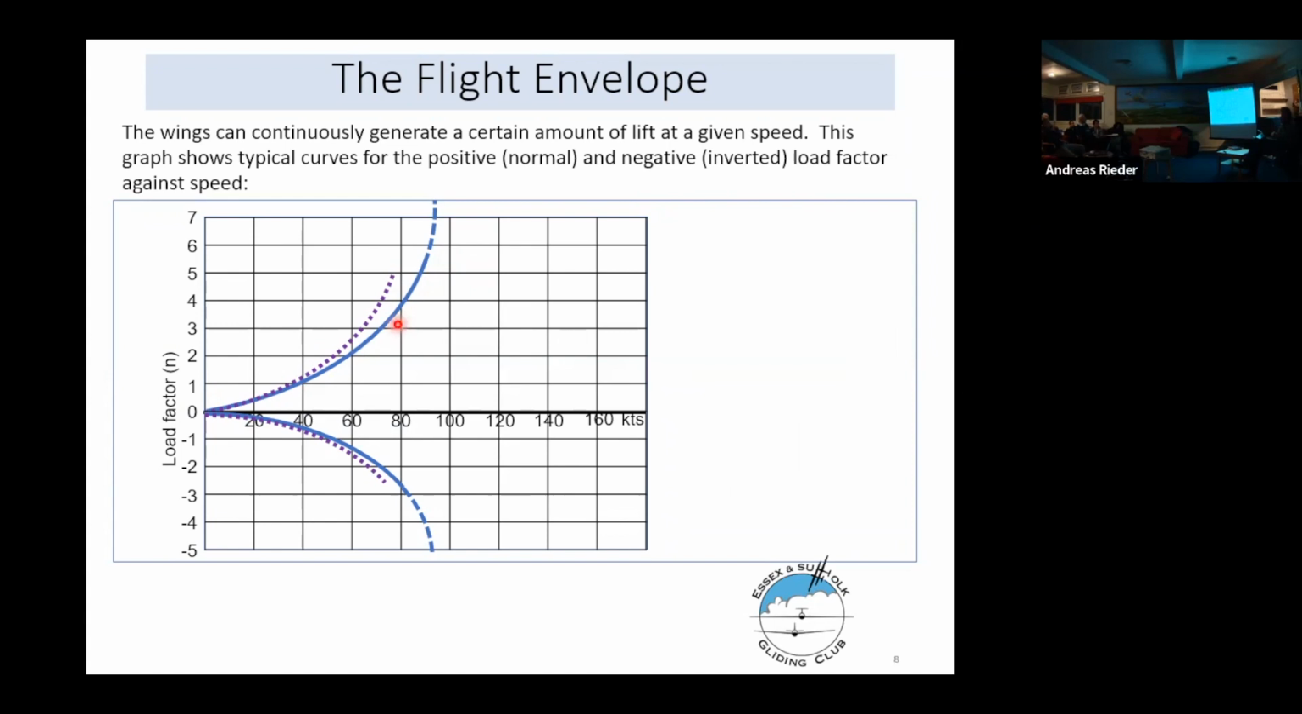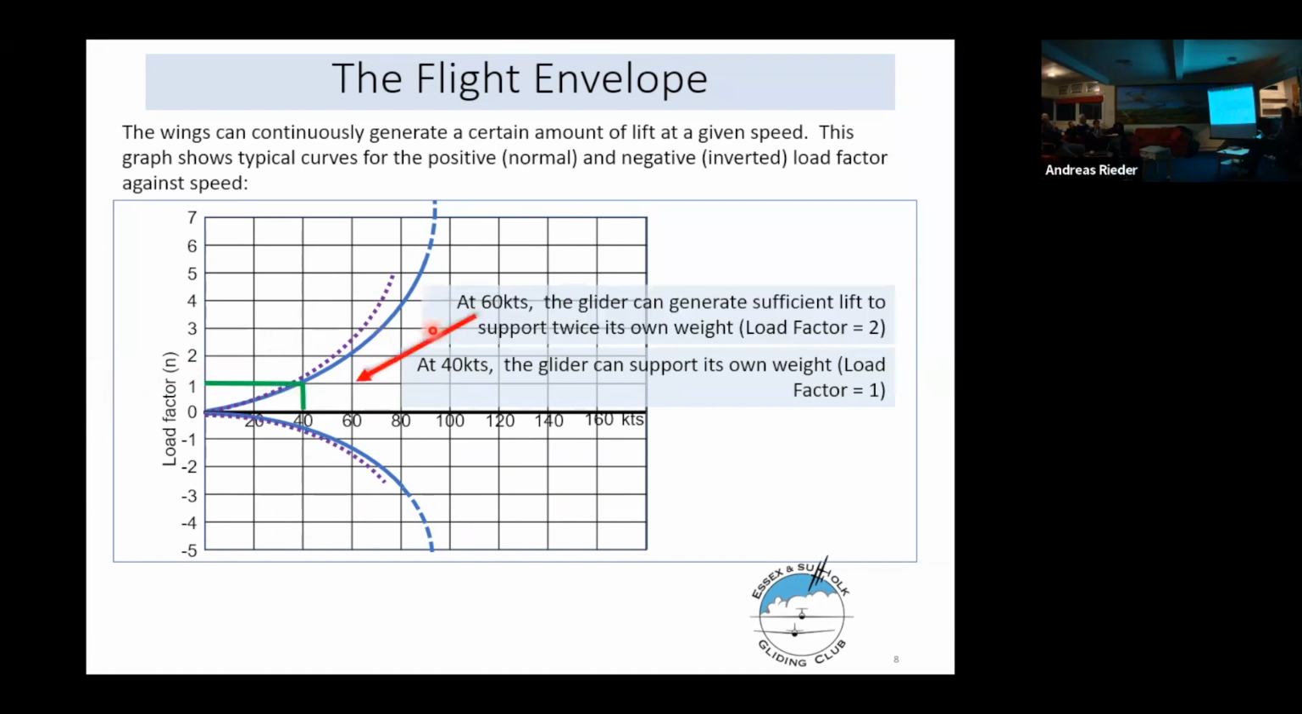Essentially, the wing can generate a certain amount of lift. So if you were flying, let's say at 40 knots, then you can generate a certain amount of lift and you can support the aircraft's weight, a load factor of 1. So this aircraft flying at 40 knots can support a load factor of 1. If it was flying slightly faster at 60 knots, then it could support a load factor of 2. This is theoretically what the wing can do. This is not what it must do at every opportunity.